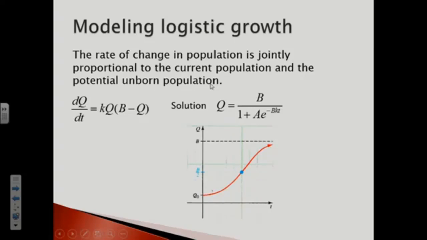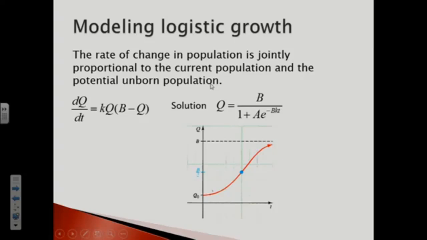Note that the curve has an inflection point where Q(t) = 1/2 B. This corresponds to the fact that the population is increasing most rapidly when the current population equals half of the capacity.